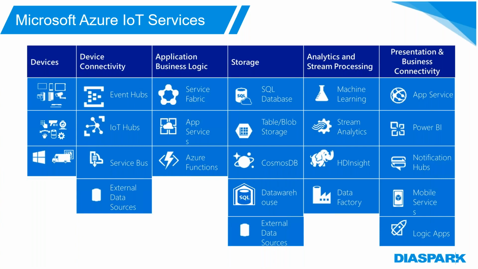Now, when we talk about Azure IoT, this is something specific given by Microsoft. When we talk about devices, there are microcontrollers, edge devices given by Microsoft, and sensors. For connectivity, they have given Event Hub, IoT Hub, and even Service Bus you can connect. Then for your application business logic, you can use Service Fabric, use services, and even run your own functions.